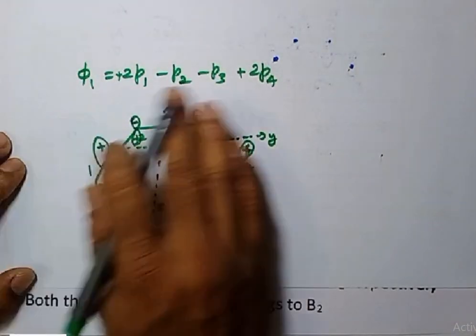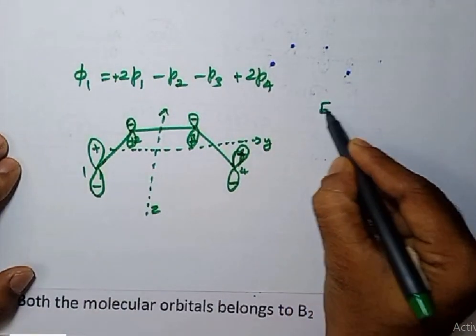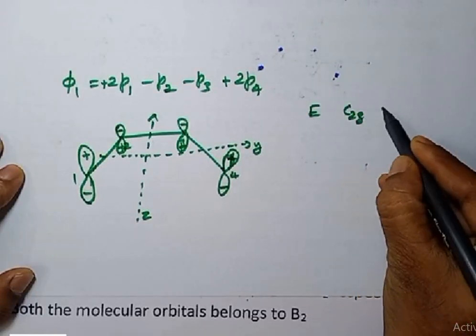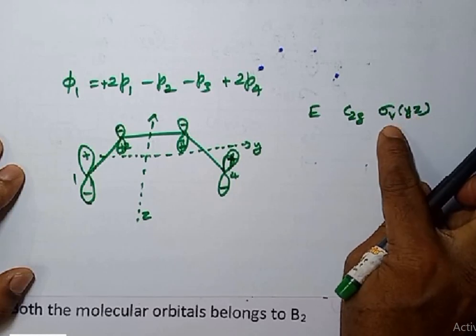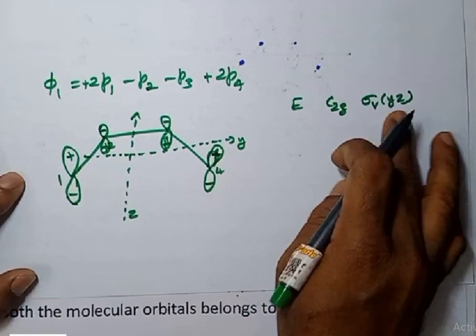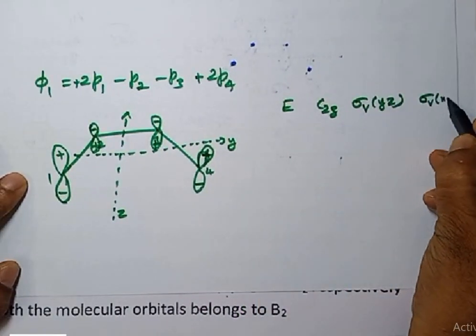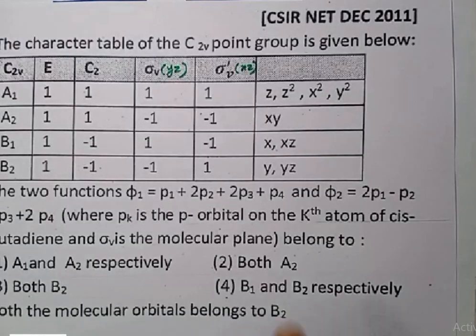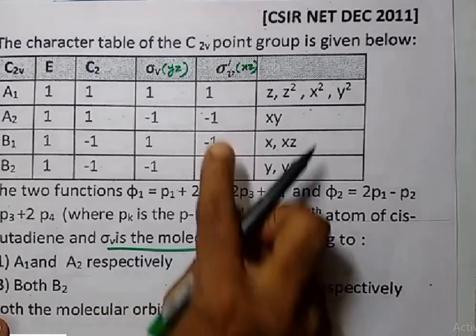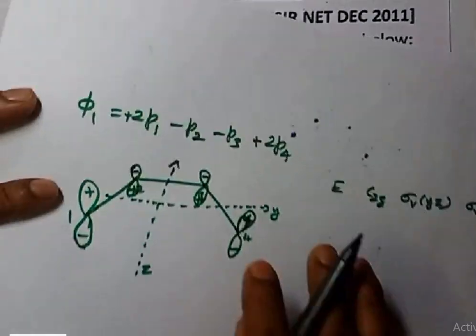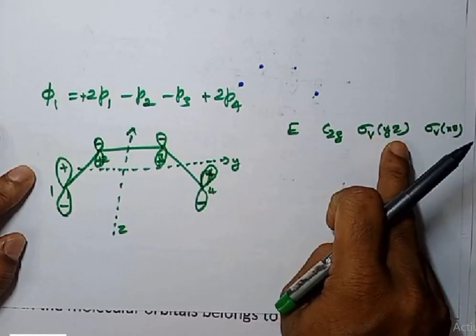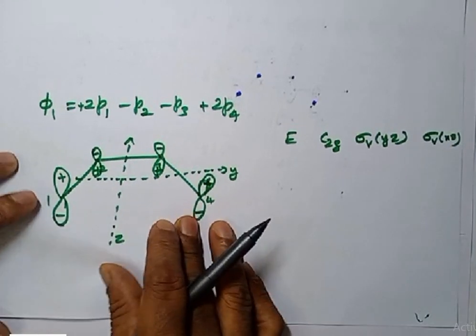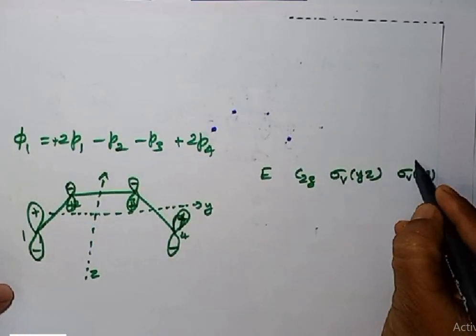Now what I'm going to do is carry out the operations. Let me do it here: E, C2(z), σv(yz), σv'(xz). See, yz is the molecular plane, and it is given in the question paper that σv is the molecular plane. So I'm taking σv as yz, and the next, σv' or σ'v, as the xz plane.